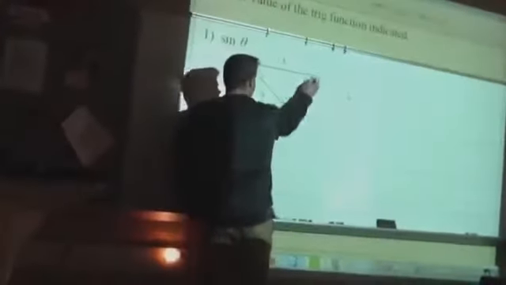1, 2, and 3. Well, here's the deal. If you would have worked the review, how do you know how to do this? It says the sine of theta. Sine is opposite over hypotenuse. Well, here's theta. This is the opposite side. That's the hypotenuse.